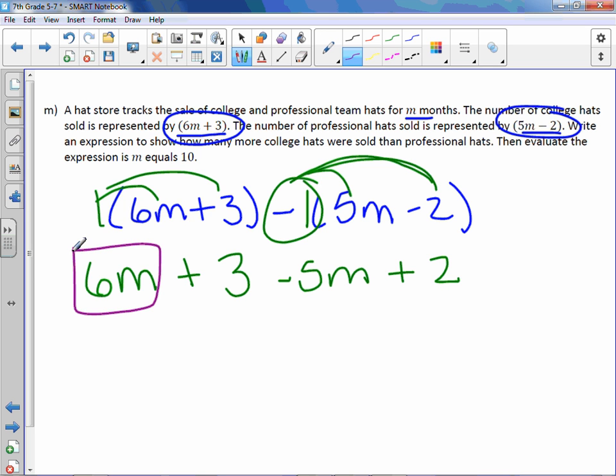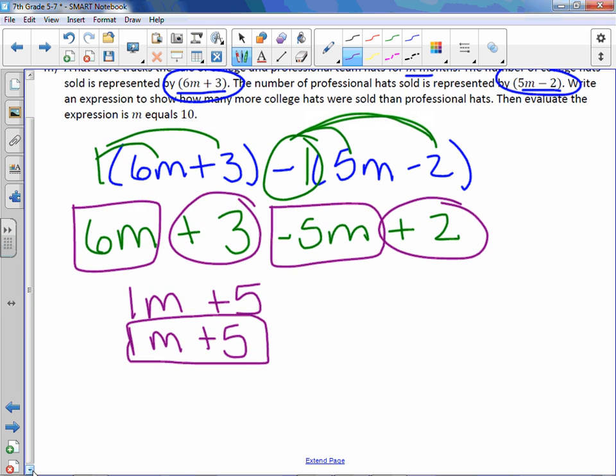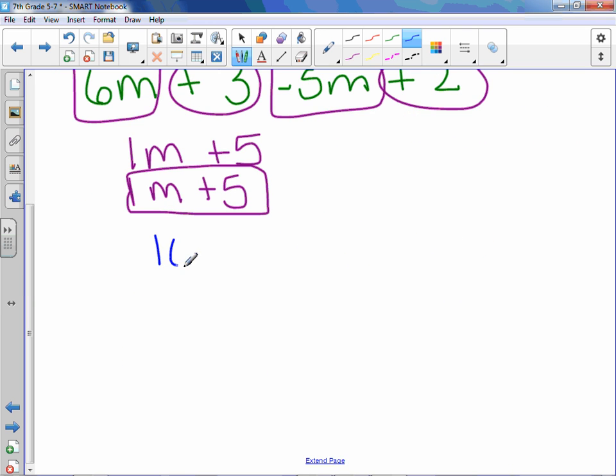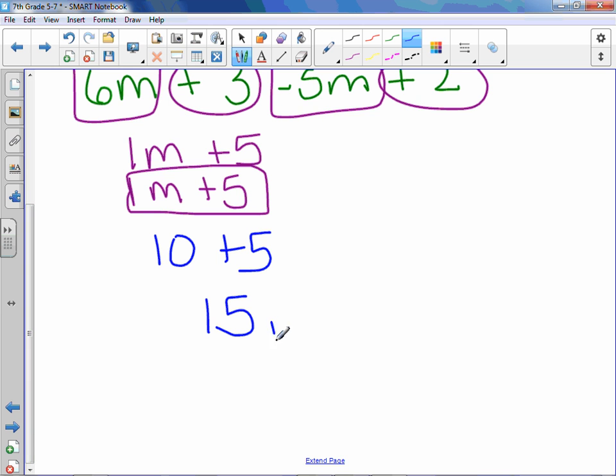Combine like terms. 6M minus 5M is 1M. 3 and 2 is 5. Again, you can write your expression as just M plus 5. So it wants our expression. Now it wants us to evaluate when M equals 10. So let's plug in 10. 10 plus 5, or 15. And M represents months, so 15 months.